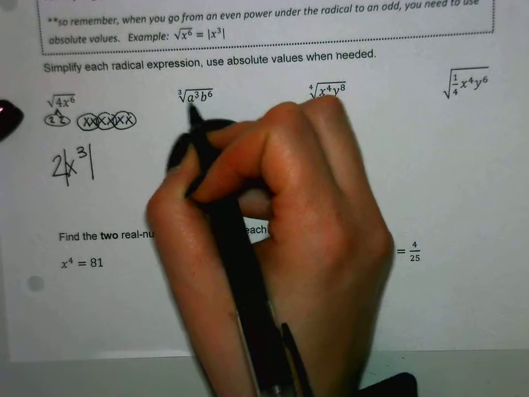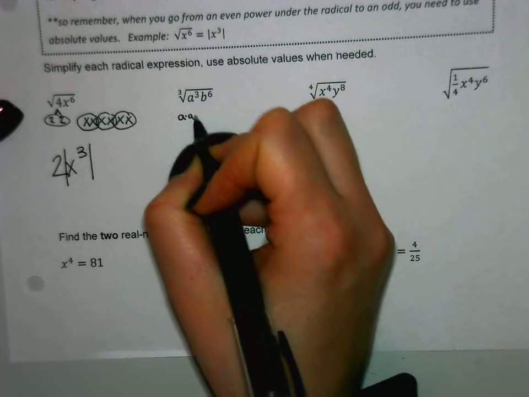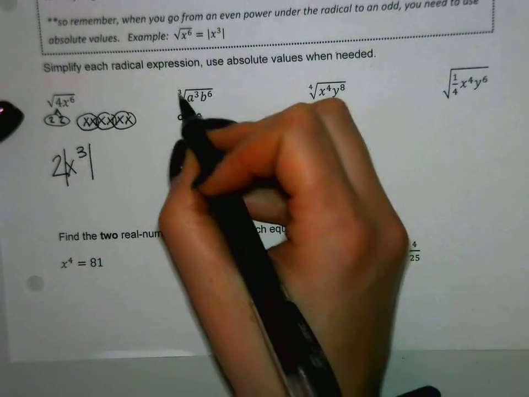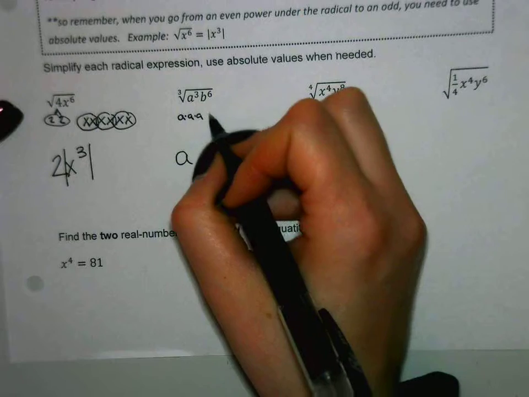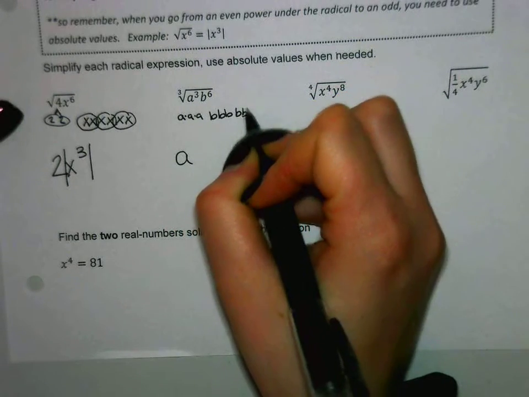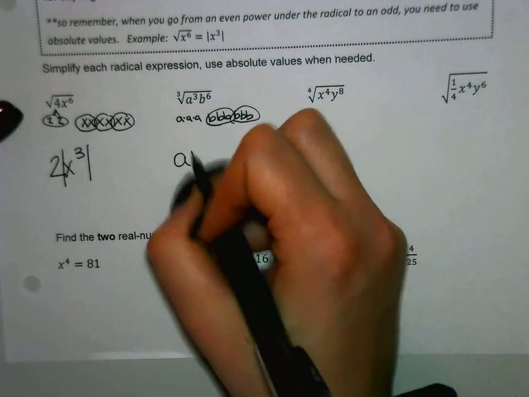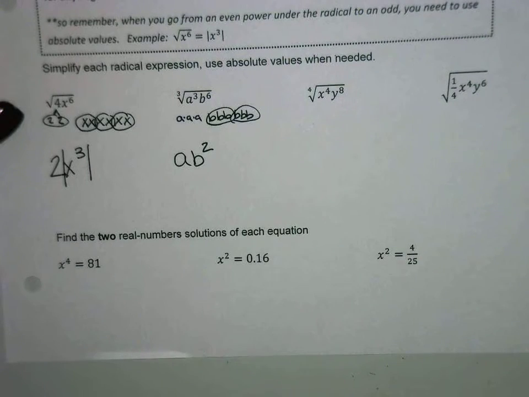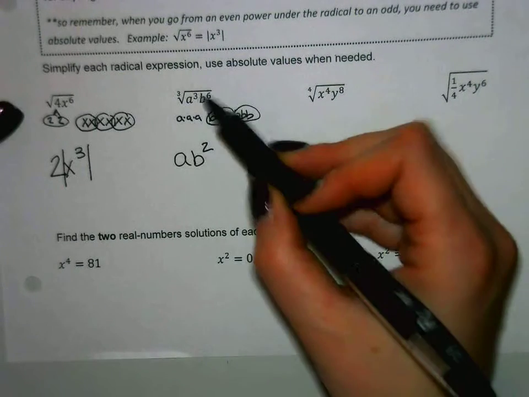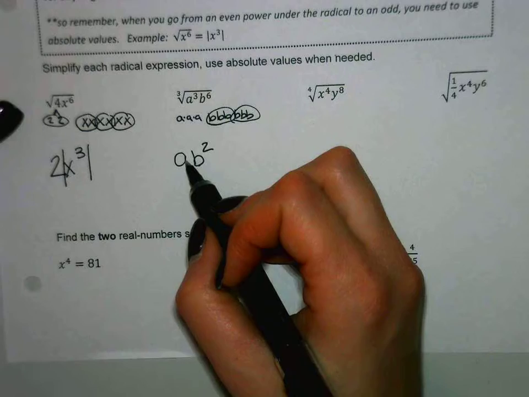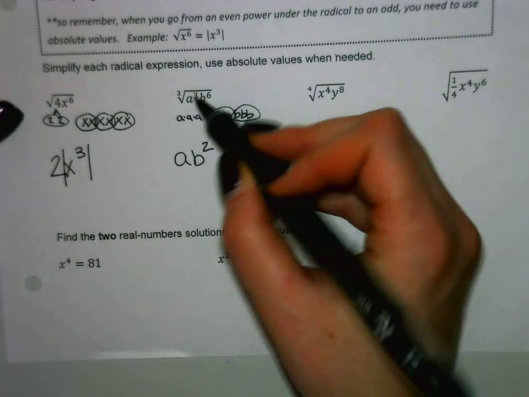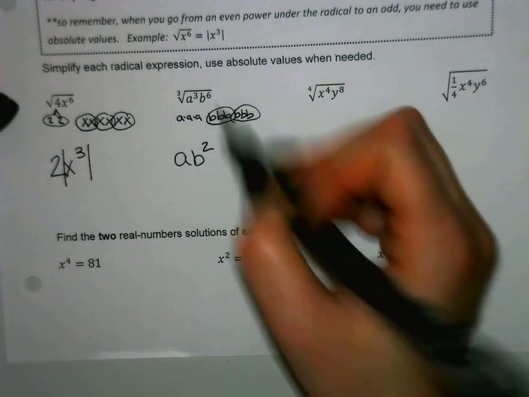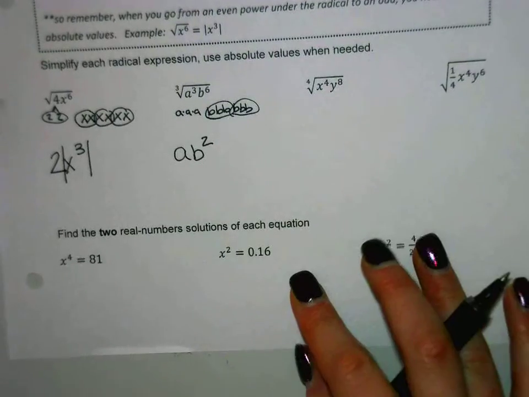Here we have 3 a's being multiplied together. That means we have one group of a's we can pull out, being a cube root. And we have 6 b's, so we have 2 groups of b's we can pull out. Here we don't need any absolute value because we have a power of 3 and a power of 1, so it started odd. A power of 6 becomes a power of 2.